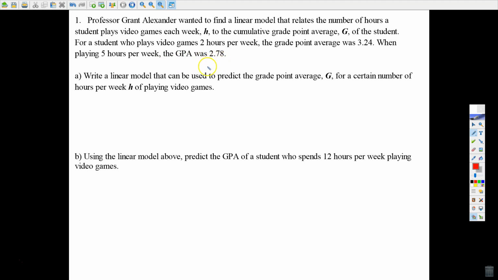By the way, if you don't have a calculator, you might as well go and grab one. We're going to need it. If you need a calculator, let me know.